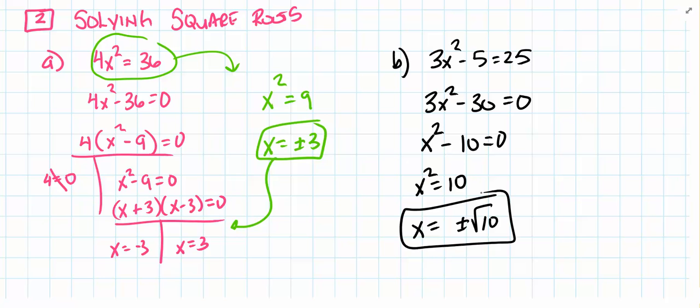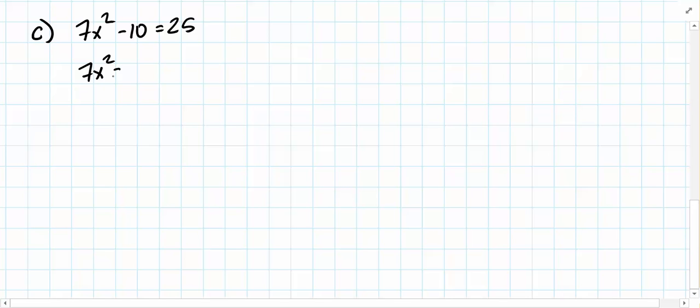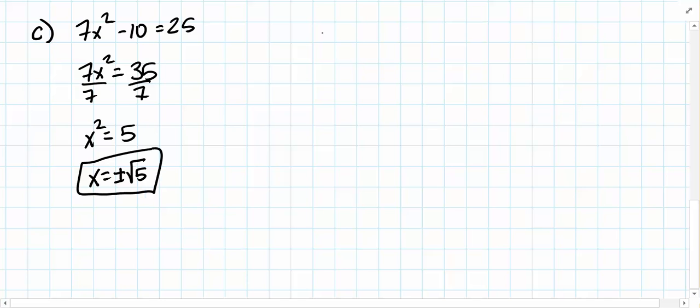Okay. All right. Let's do C. Let's do 7x squared is equal to 35. Then what? Divide by 7. Then what? x squared would be what? 5. So therefore x would be what? Good. And I want you to leave your answer as plus or minus the square root of 5. Alright, you're allowed to do that.